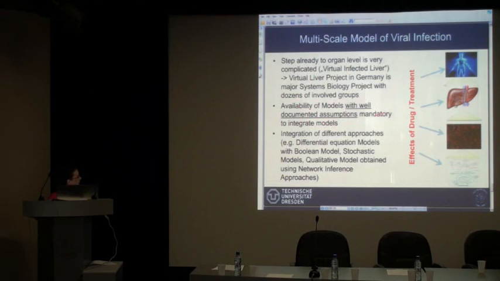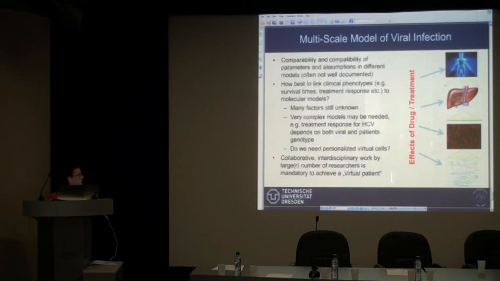It's necessary that you have well-documented assumptions to integrate different models, as there are so many different approaches. You can have differential equation models, Boolean variables, stochastic models, qualitative models obtained from network inferences, and to take all this together is just not doable by one group.